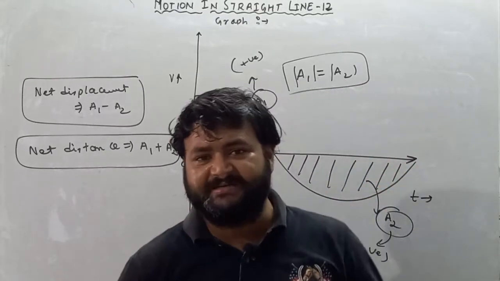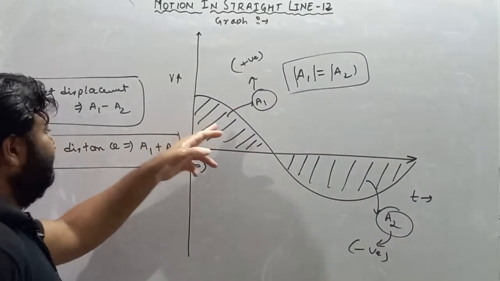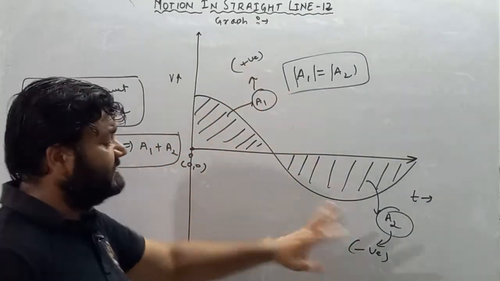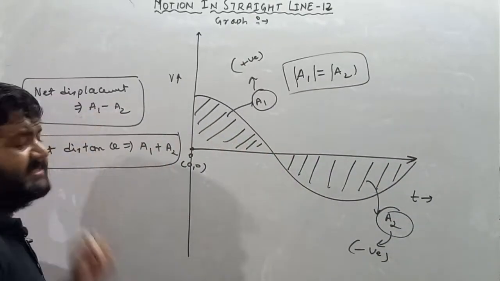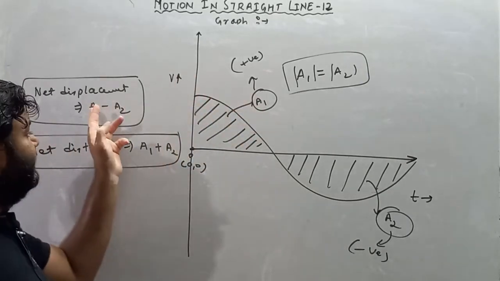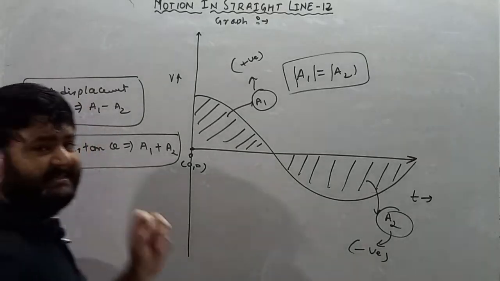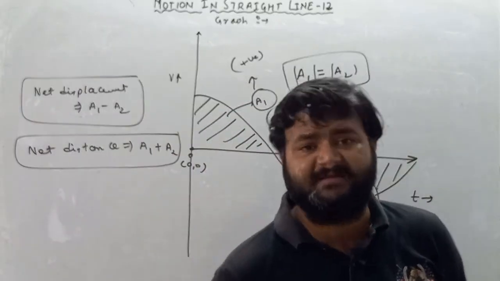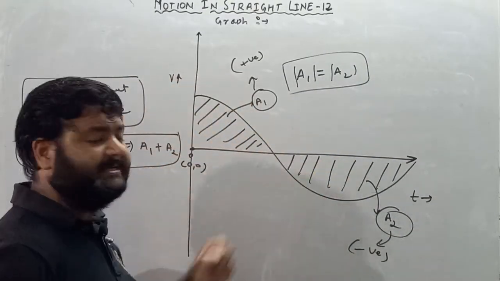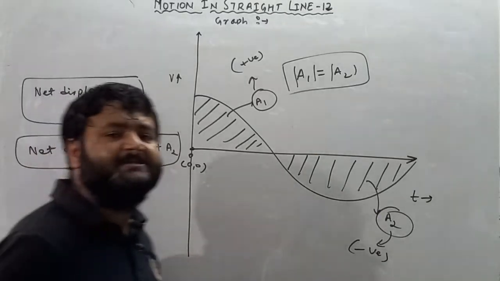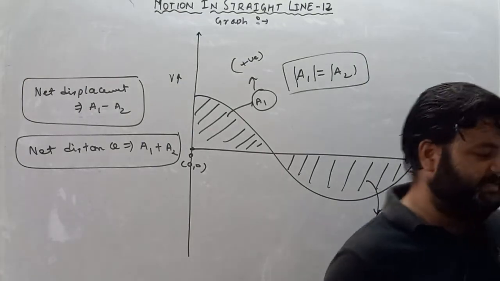Area under acceleration time graph can give you the value of change in velocity. So here, if some area is above origin and some area is below origin, then the net displacement must be A1 minus A2, area above origin minus area below origin. And if we are finding net distance, then net distance is nothing but actual path covered by the particle. So actual path covered by the particle is A1 area and A2 area. So net distance becomes equal to, my dear student, A1 plus A2. Write down. I hope you all understand this thing.